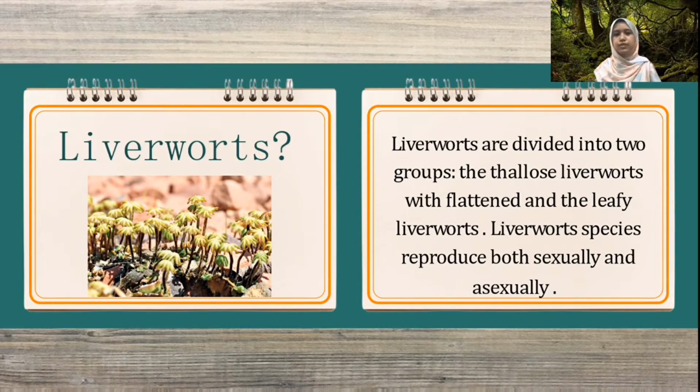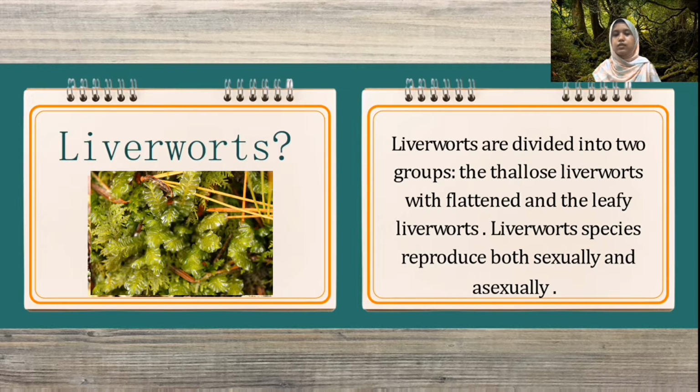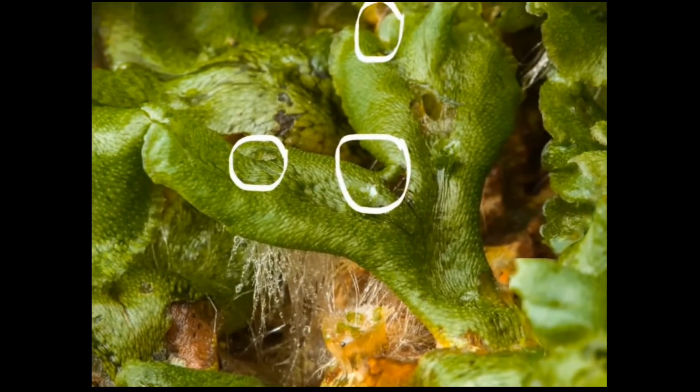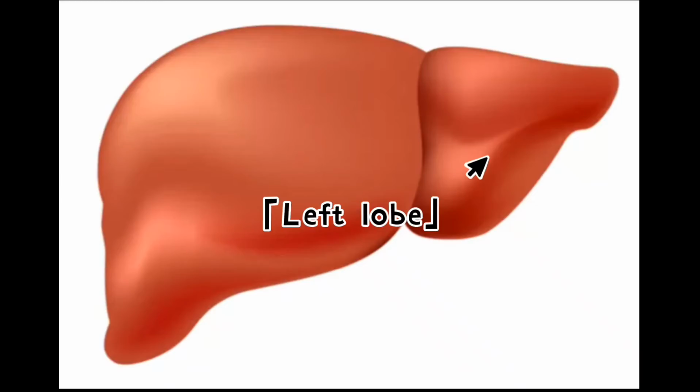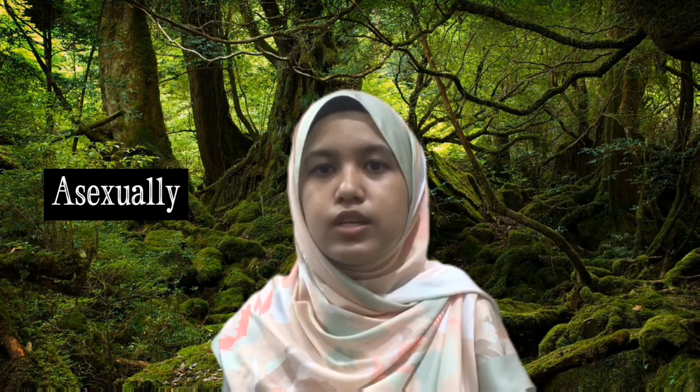Liverworts are divided into two groups: the thallus liverworts with flattened bodies known as thallus, and the leafy liverworts, which superficially resemble mosses. The name liverworts actually refers to the lobes of the thallus, which to some resemble the lobes of our liver. The majority of liverwort species are the leafy types. Liverwort species reproduce both asexually and sexually.